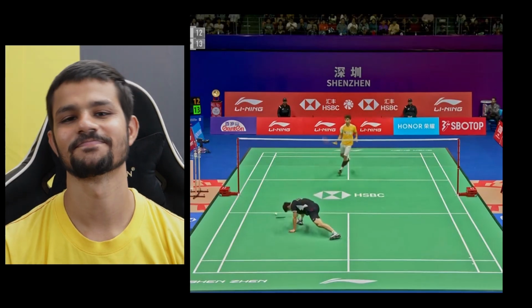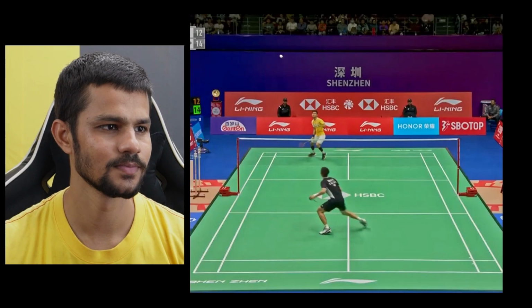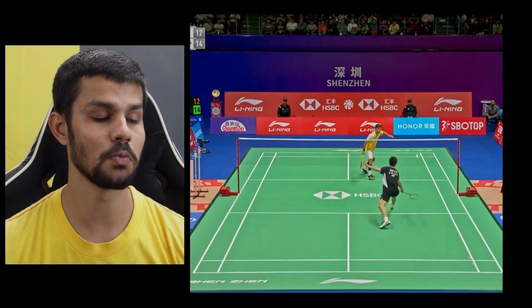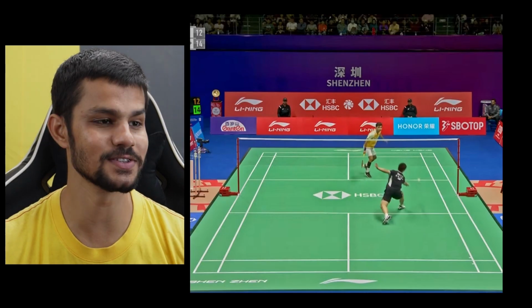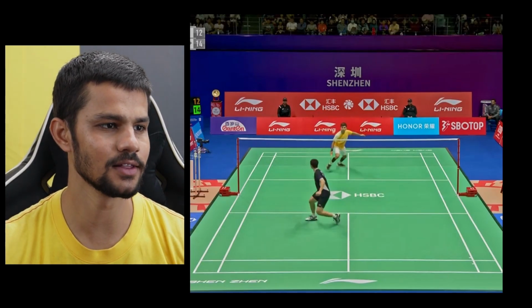Second, that net helped him, by the way. Whoa, crazy backhand. Oh, even better defense. Parallel, again parallel.